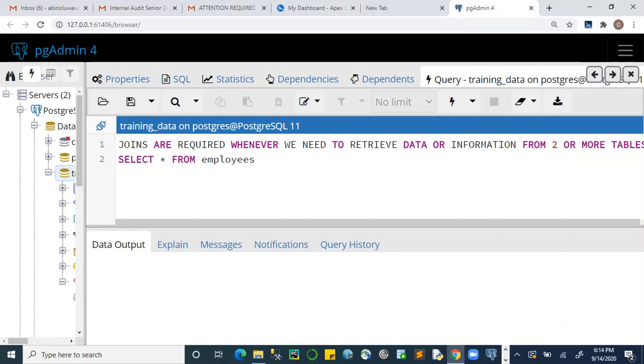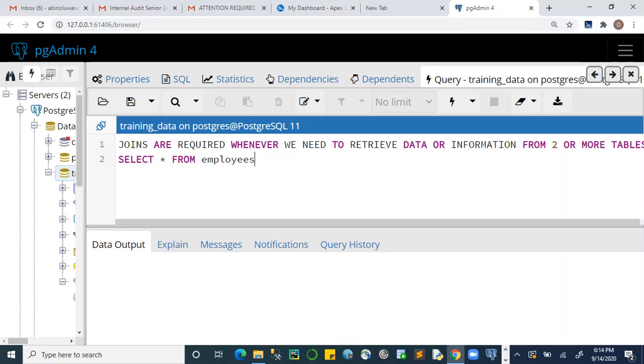Okay, so we use joins whenever we need to retrieve data from two or more tables, or whenever we need to retrieve data from more than one table. Okay, so that's when we need to use it. I'm going to show you how to do this in the next tutorial, but please bear in mind that you need to use joins whenever you are writing queries against more than a table, or whenever you want to retrieve data from two, three, four, or five tables.